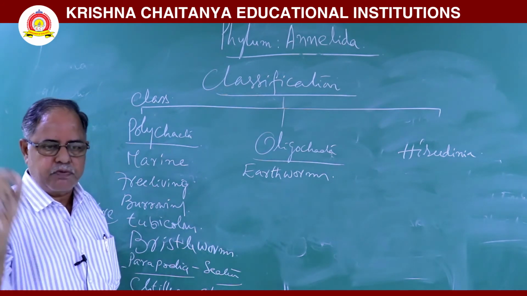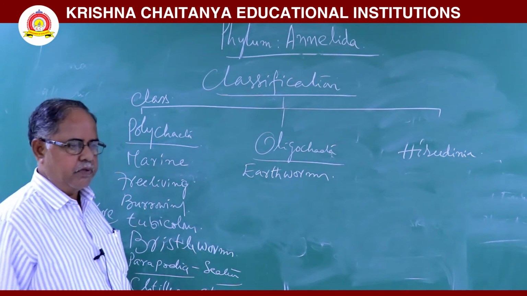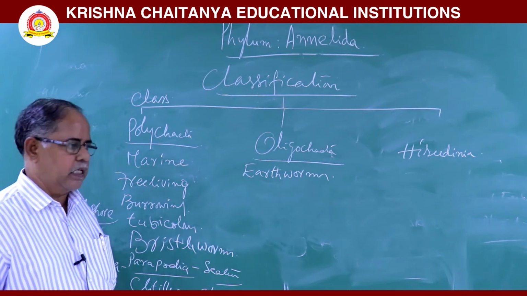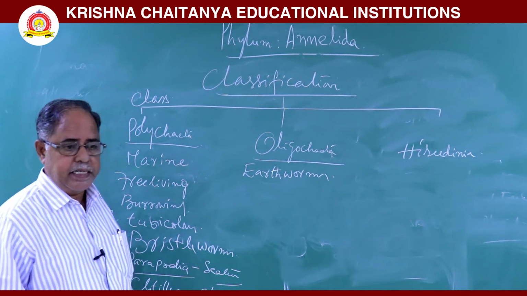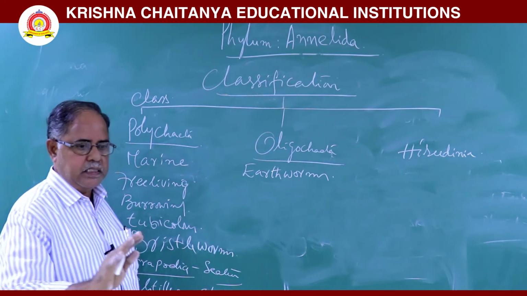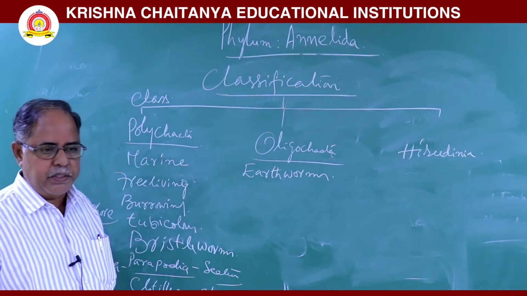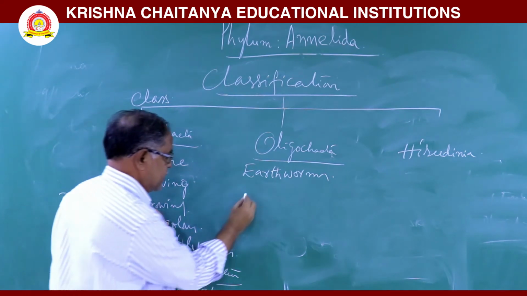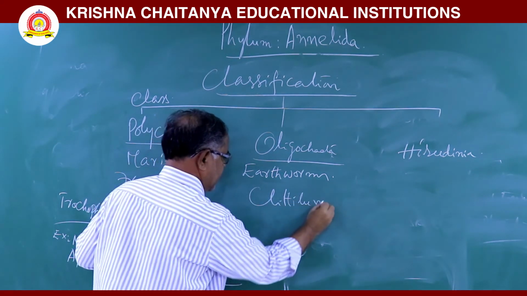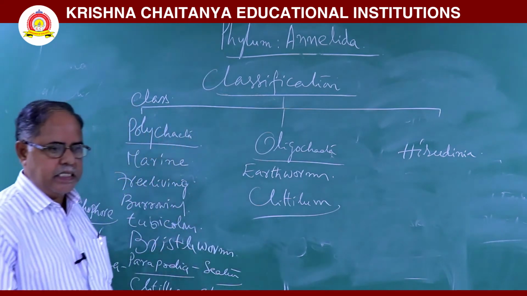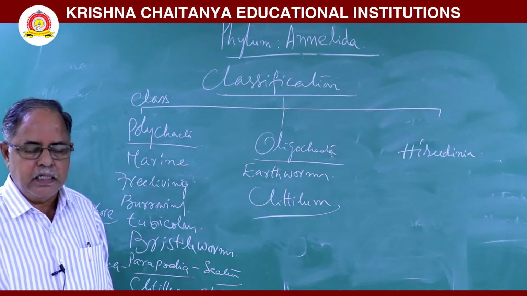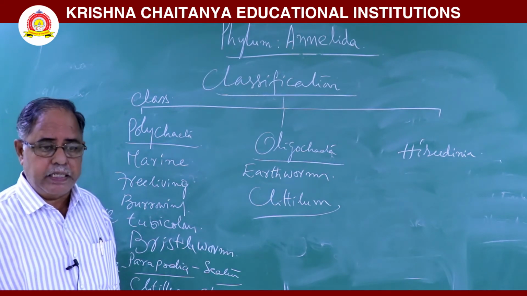Some live in fresh water. For example, tubifex is a freshwater earthworm. Here, a distinct head is not present. Next, the sensory organs are also reduced here. Here, clitellum is seen. During breeding season, from the clitellum, a cocoon is formed. They are bisexual animals.